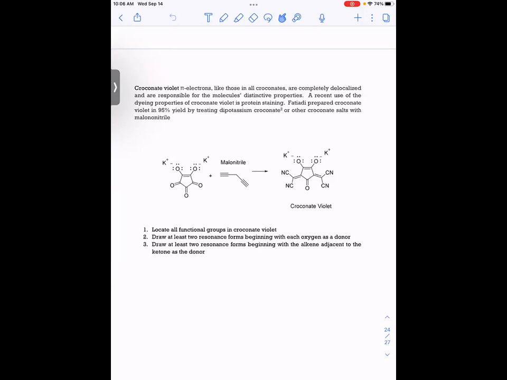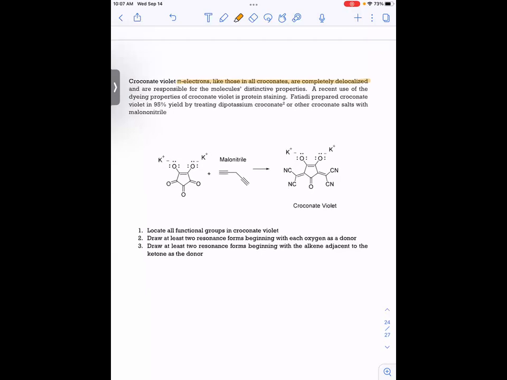and when I was reading it, it talked about the electrons being delocalized. What that means is that there's constant resonance happening with this molecule. So we're going to use this as an example of resonance and work through it. There are multiple resonance forms that you can draw. It's mostly used as a dye for staining proteins. If you haven't done that in biology yet, you will at some point.